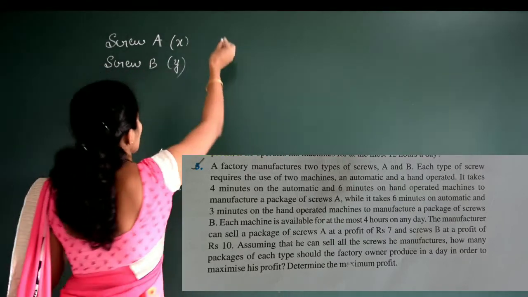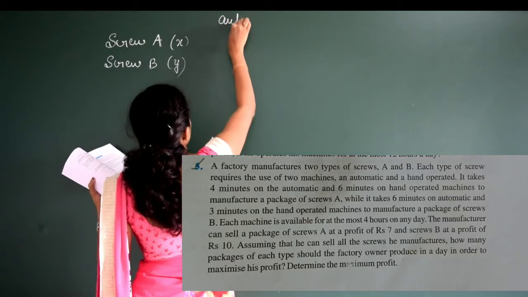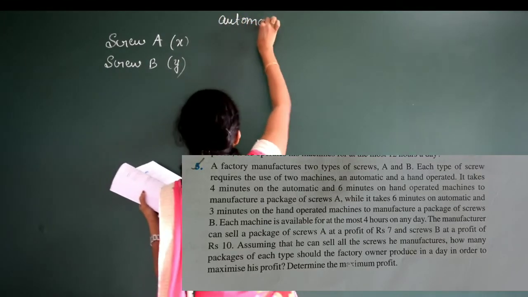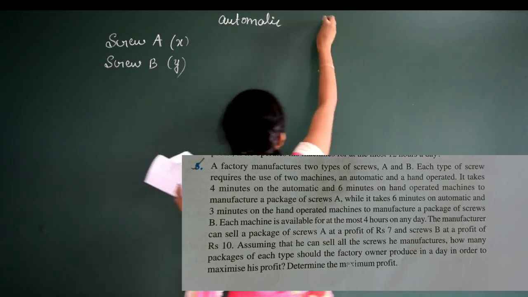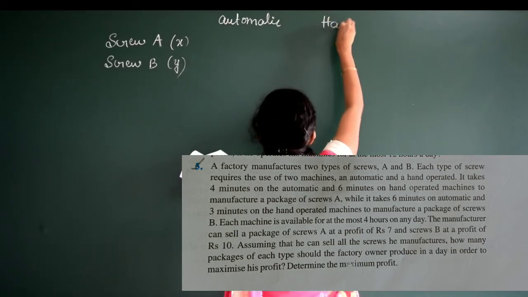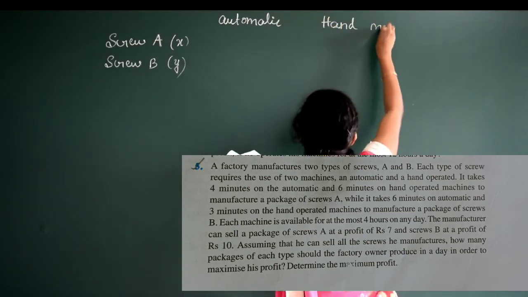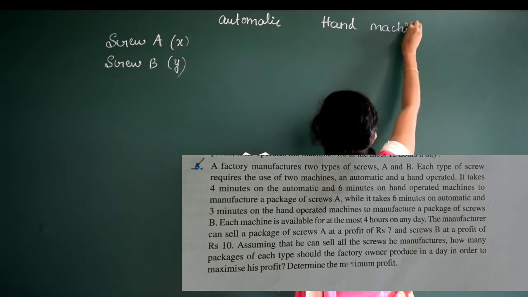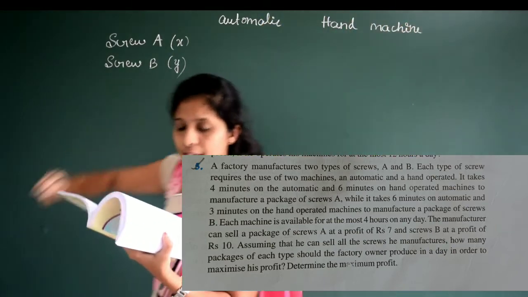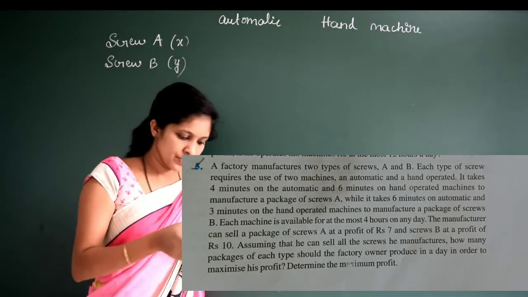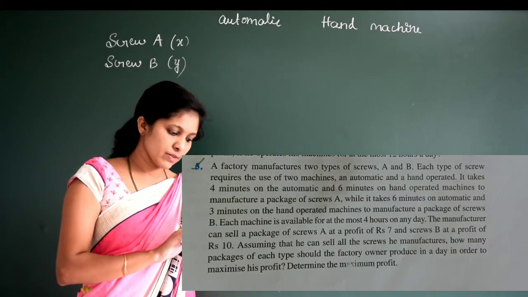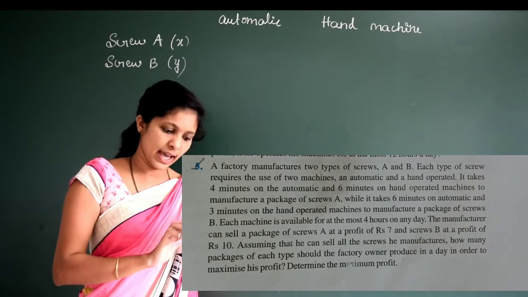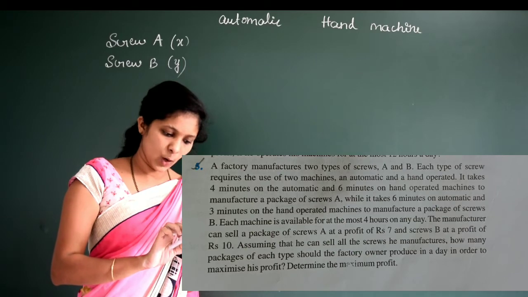So we'll take this one. This is the automatic machine. Here we'll consider automatic and here the hand operated machine. Now we'll fill this in. First, each type of screw requires the use of two machines, an automatic and a hand operated.